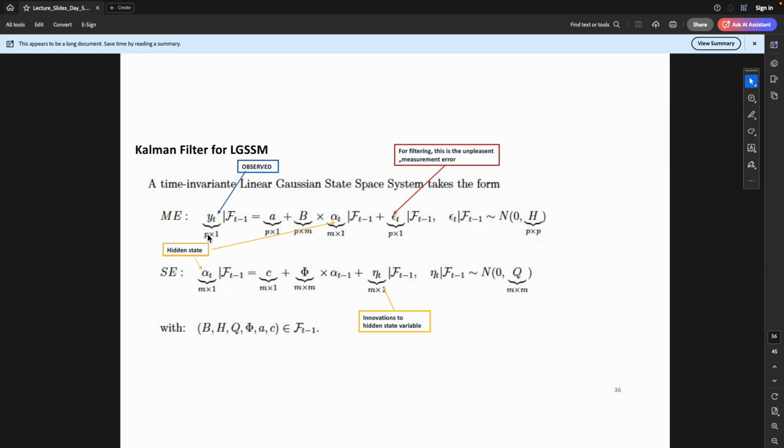What else here? I'm saying yt could be p times one-dimensional. So in general, I could observe p signals, and they're all informative about the alpha because of the B here. For example, I have the rocket. I want to have at least two sensors because one sensor might break, or both of the sensors have some inaccuracies. If I have two of them, I take the average. So the average is more robust than just looking at one.